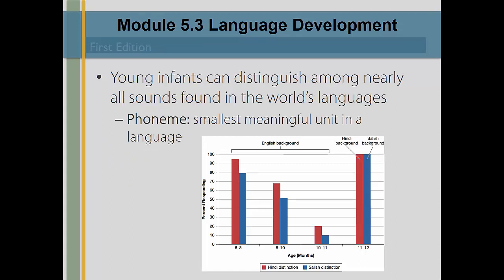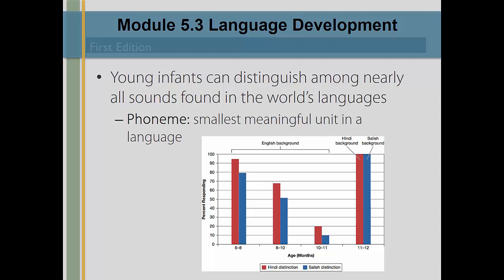Young infants have the ability to distinguish among nearly all sounds found in the world's languages. The smallest of these sounds is the phoneme, or the smallest meaningful unit of sound in a language. Infants gradually increase their ability to distinguish phonemes in their native language over the first year, while decreasing their ability to distinguish phonemes in a foreign language.